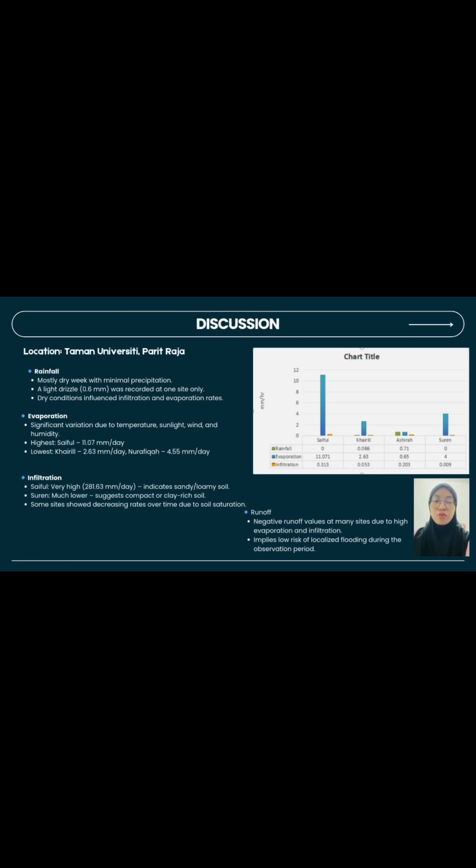Next is evaporation. Levels vary at each site mainly due to differences in temperature, sunlight, wind, and humidity. The highest evaporation was at the Cyprus site, which is 11.07 mm per day, while the lowest was at the Cairo site, which is 2.63 mm per day.